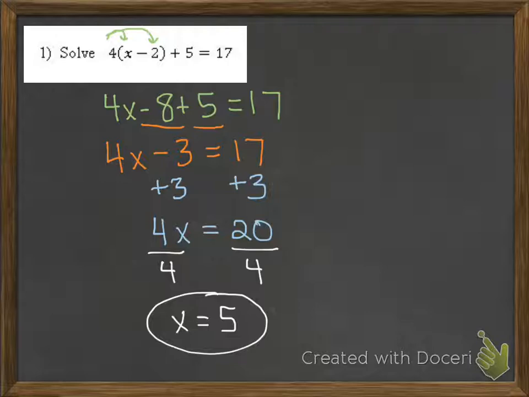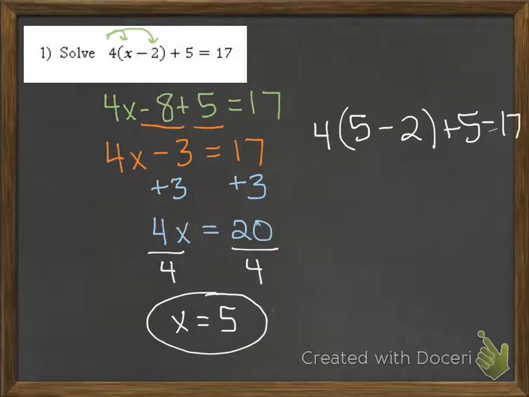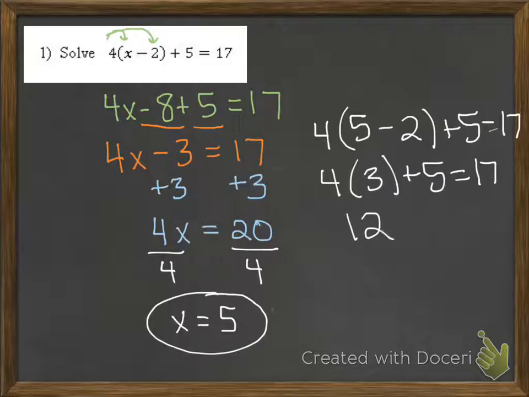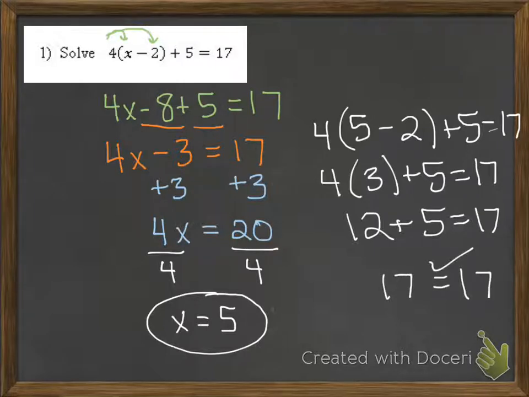Sometimes it's a good idea to go back in and check your solution. So we can take that x value and plug it in where x is. And our goal is to see if that's equal to 17. So that would be 4 times 3 plus 5 is equal to 17. 12 plus 5 equals 17. And if we combine 12 and 5, that does give us the result of 17. We get the same thing on both sides of the equal sign, so that tells us that our solution checks out.